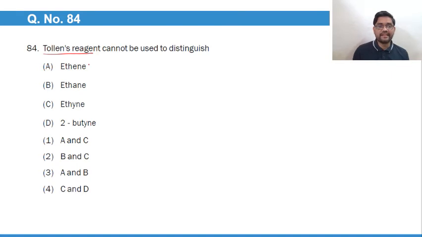A and C. A is what? Ethene. C is what? Ethyne. It can be distinguished because ethyne will give you a positive test, whereas ethene will give you a negative test. So this can be distinguished. B and C, ethane and ethyne. Again, it can be distinguished.